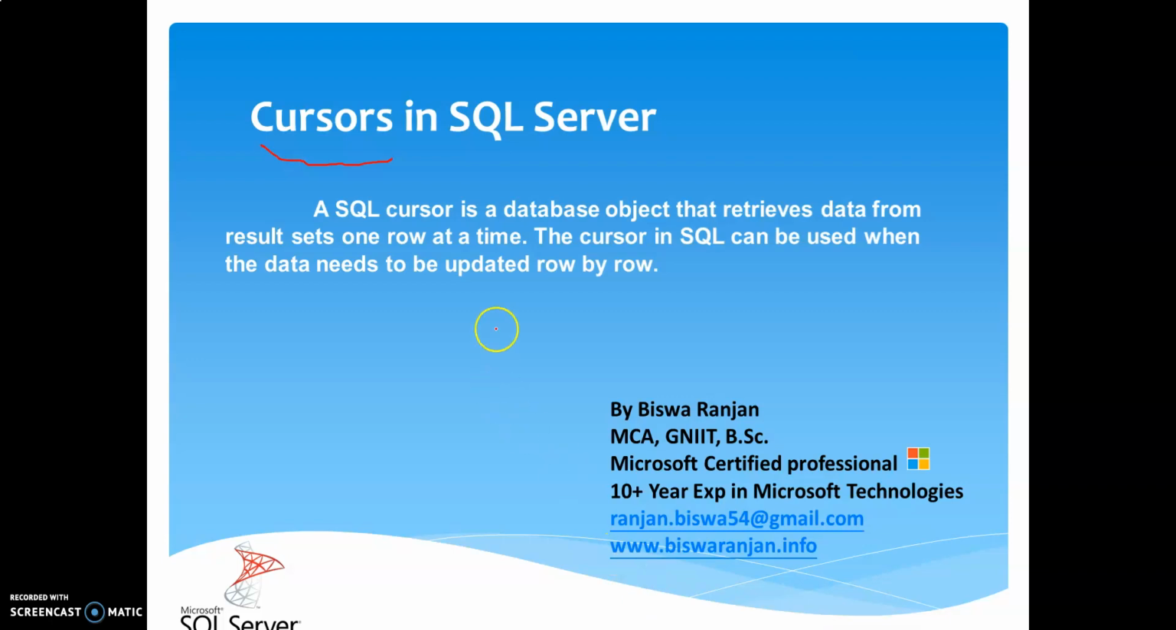What is a SQL cursor? A SQL cursor is a database object that retrieves data from result sets one row at a time. So only one row at a time. The cursor in SQL can be used when you need data to be updated row by row or to manipulate data row by row.